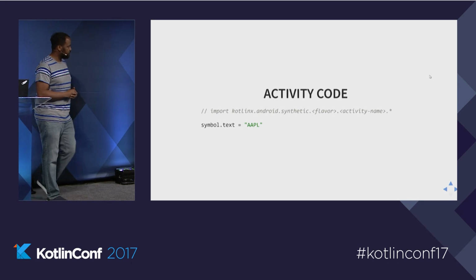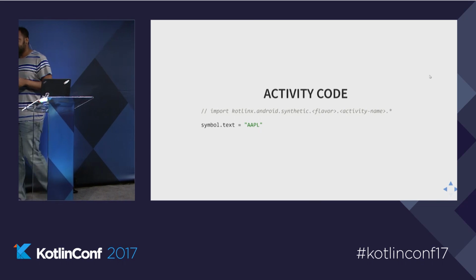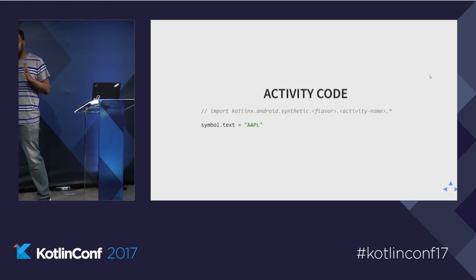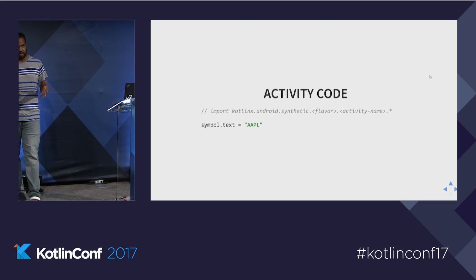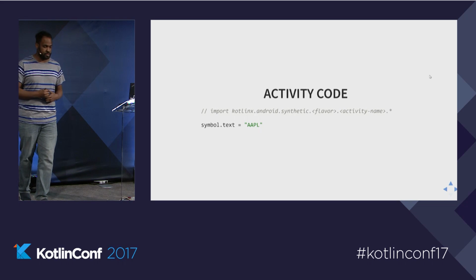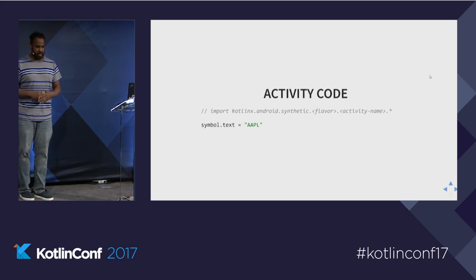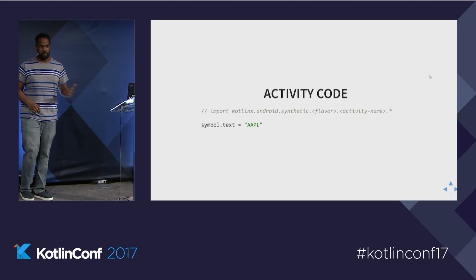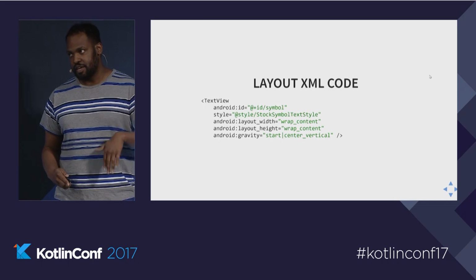Now that top line up there, import kotlinx.android.synthetic. The next is a flavor. For most of your apps, it's going to be main, but you might have a free flavor and a paid flavor. I know there's some requirements with making flavors in the new version of Android Studio. Then the activity name, and then the star to import all. And you can reference anything that's in your XML by its ID in your actual activity.